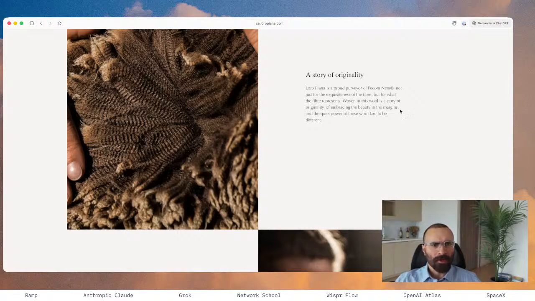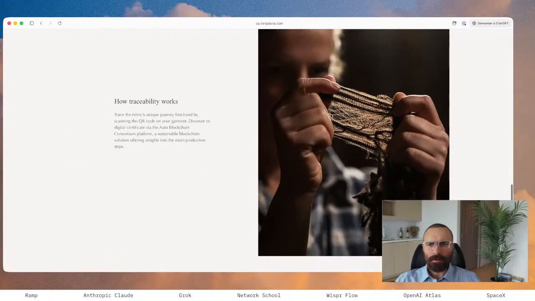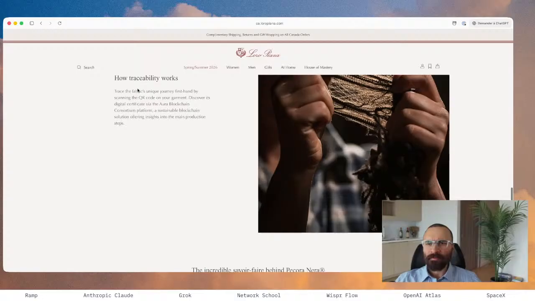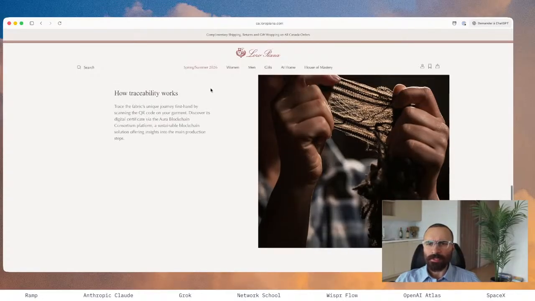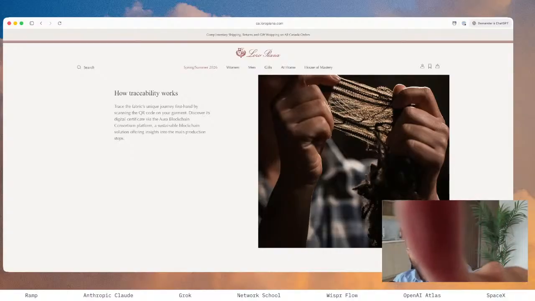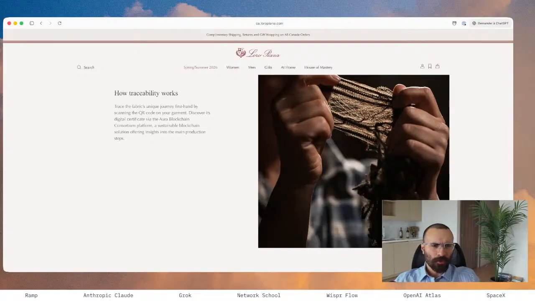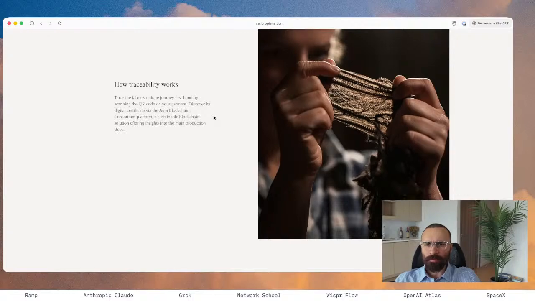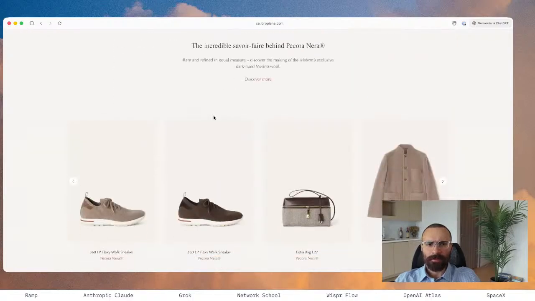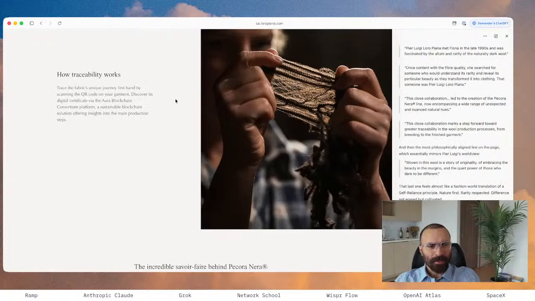Woven in this wool is a story of originality, of embracing the beauty in the margins and the quiet power. Trace the fabric's unique journey firsthand by scanning the QR code on your garment. Discover its digital certificate via the Aura Blockchain Consortium platform. Okay, so Loro Piana is working with a blockchain platform to track for traceability. So this is pretty cool. A sustainable blockchain solution offering insights into the main production steps. Okay, so we have something.